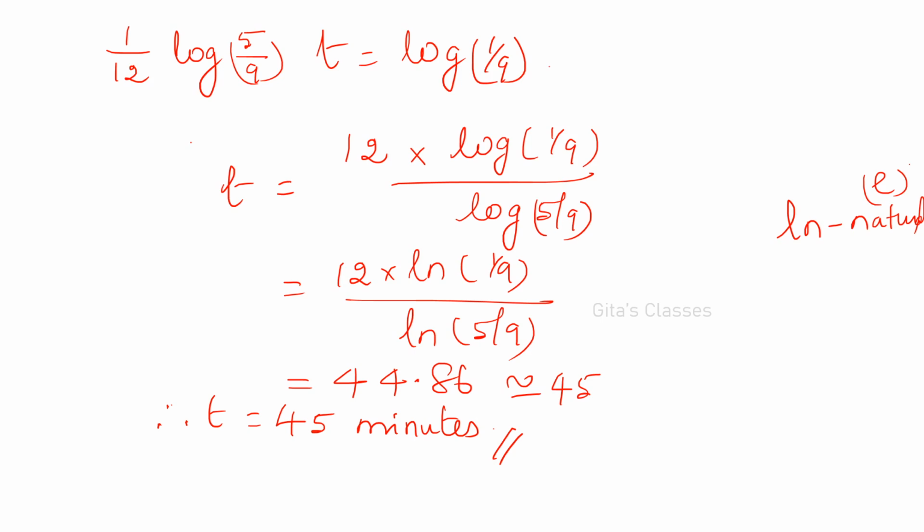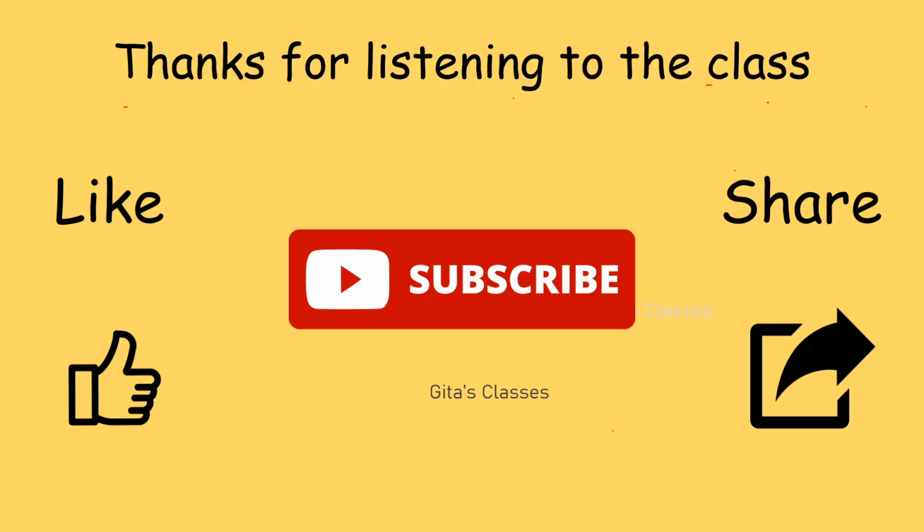So with this, only 2 types they will ask. These are the 2 standard types. Okay. And the next topic is natural growth and decay. We'll see in the next class. Thank you for listening.